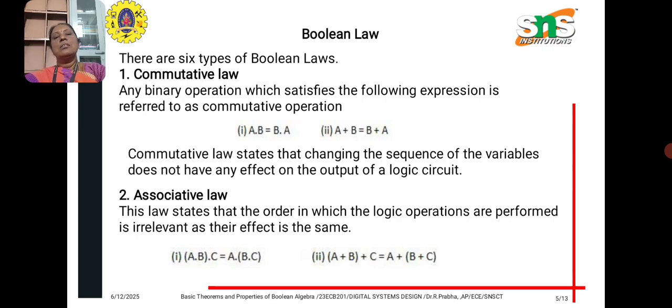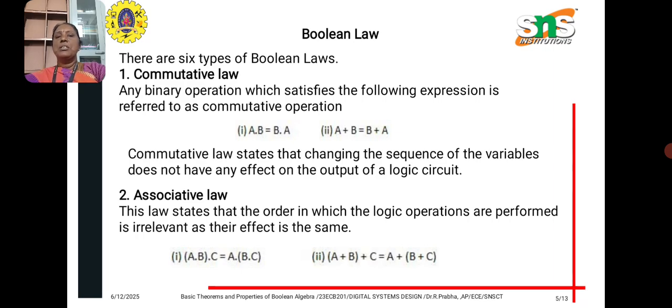For Boolean laws, there are 6 types of laws available. The first law is the commutative law. Any binary operation which satisfies the expression a dot b is equal to b dot a, or a plus b is equal to b plus a, is referred to as a commutative operation. That means if the variables are interchanged, the result is the same. That is a dot b is equal to b dot a, and a plus b is equal to b plus a.